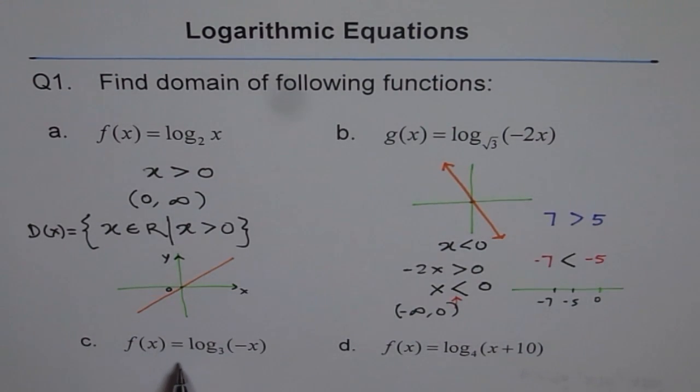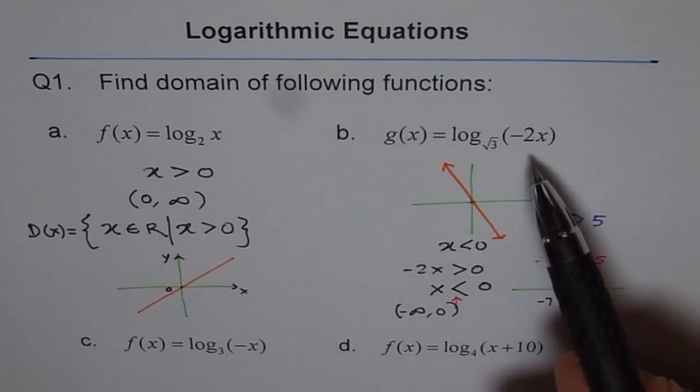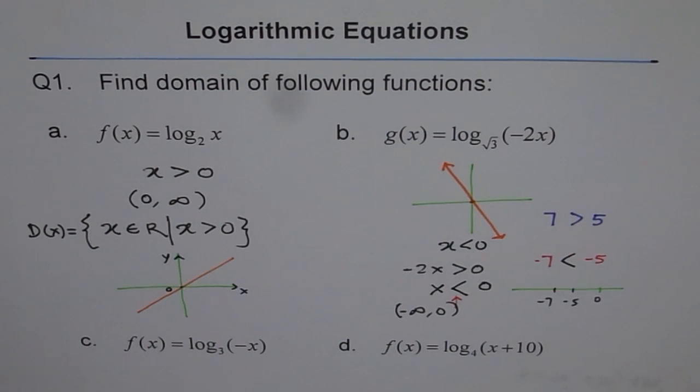F of x equals log to the base 3 of minus x. This is very similar to the previous one. You can graph it and figure out the answer. Now, D is f of x equals log to the base 4 of x plus 10. Make an inequality like this and solve it. That will give you confidence. Let's move on to the next set of questions. Thank you.